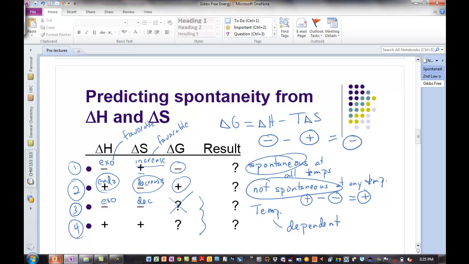Okay? So we're going to look and at least mention at the end of this pre-lecture how we can figure out at what temperature one of these would become spontaneous. We will also talk about how to predict, does it become spontaneous as we raise the temperature, or does it become spontaneous as we lower the temperature? That will become important. But these two situations, one favorable, in this case exothermic favorable.